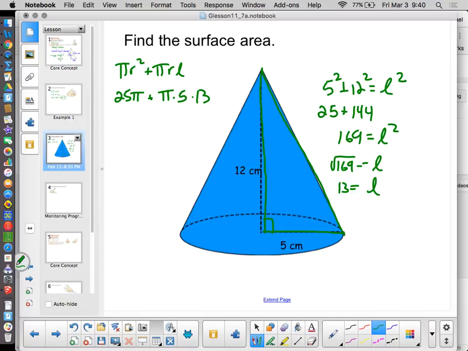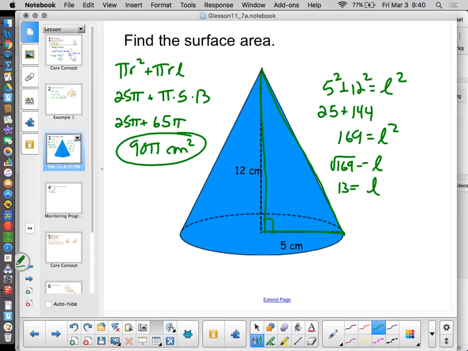And 5 times 13 is 65, so that's 25 pi plus 65 pi. And 25 and 65 is 90 pi, and in units, context, 90 pi centimeters squared, that is my surface area.